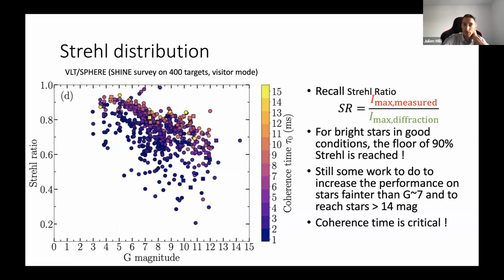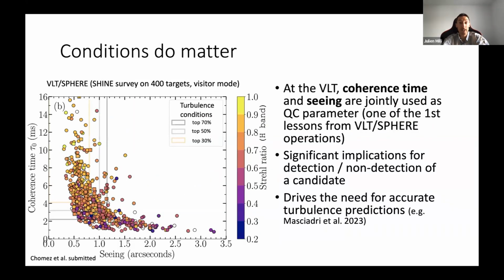And that was actually one of the... So here is the same plot where the color shows you the coherence time. You see that we're on the top of the envelope with long coherence time. And so the fact that the conditions actually still do matter, even for extreme adaptive optics systems and high contrast imagers, was one of the first lessons we learned from those instruments.